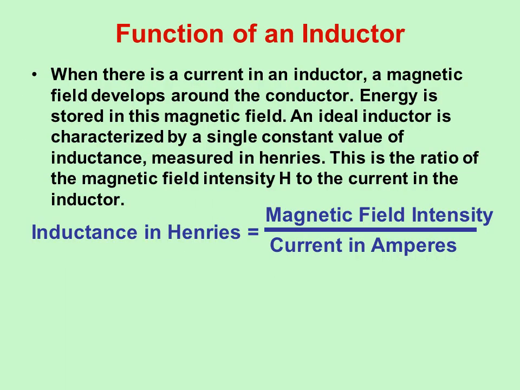What's the function of an inductor? When there is a current in an inductor, a magnetic field develops around it. Energy is stored in this magnetic field. An ideal inductor is characterized by a single constant value of inductance measured in henries. This is the ratio of the magnetic field intensity H to the current in the inductor. So inductance in henries is equal to magnetic field intensity divided by current in amperes.